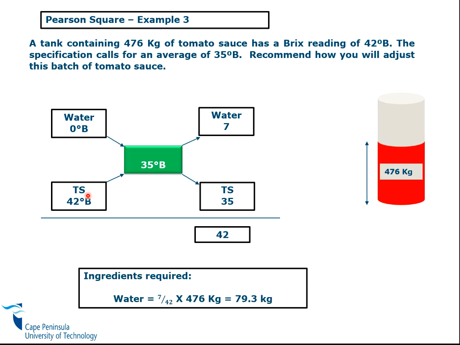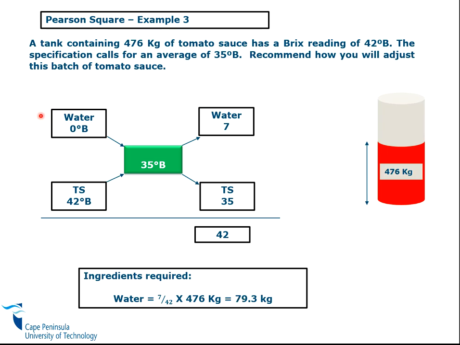So what we will do is the ingredients required. In this case we require water. So how much water do we require? We require 7 parts divided by the total parts multiplied by 476 kilograms, which is the amount that you already have, and that will require you to add 79.3 kilograms of water. So this is basically the principle of the Pearson square method.